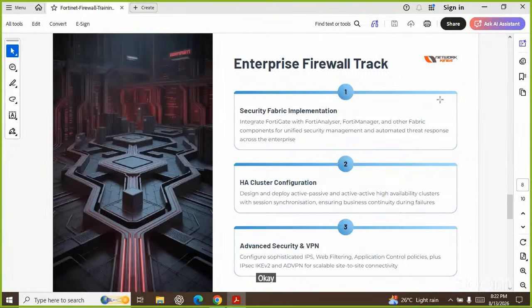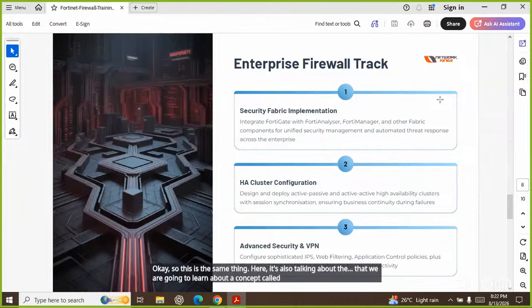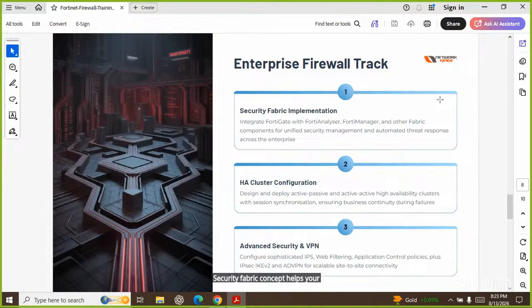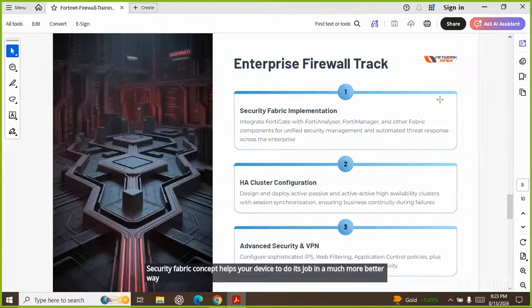Okay, so this is the same thing. Here it's also talking about that we are going to learn about a concept called security fabric, which is one of the loved features of the FortiGate firewall across the customer base. Security fabric, and how the security fabric concept helps your device to do its job in a much better way. That's what we are going to see.